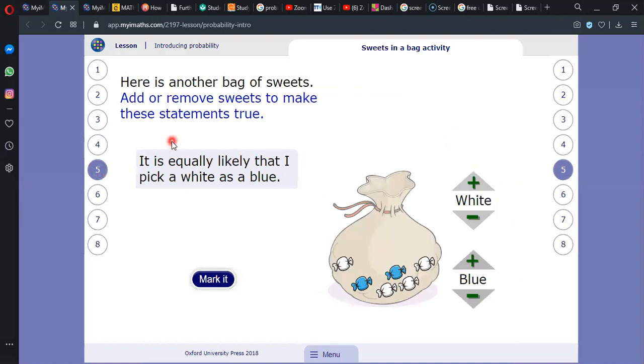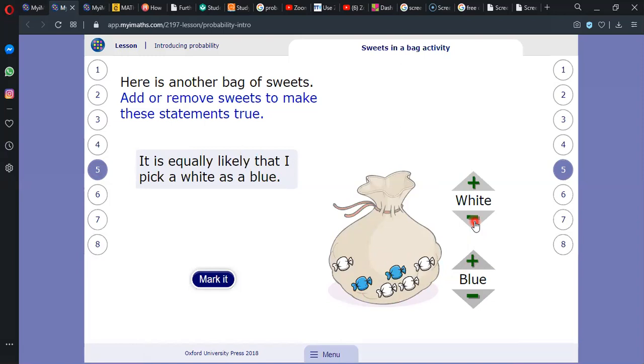Now, here is another bag of sweets. Add or remove sweets to make these statements true. Now, our first statement here is saying that it is equally likely that I pick a white as a blue. Now, we know that if it is equally likely, it means that I must have an equal number of whites and blue sweets. I think what I'm going to have to do is to come here to the blue and add 2 more blue sweets to achieve that, or I remove 2 white sweets so that I can have an equal number of blue sweets and white sweets.